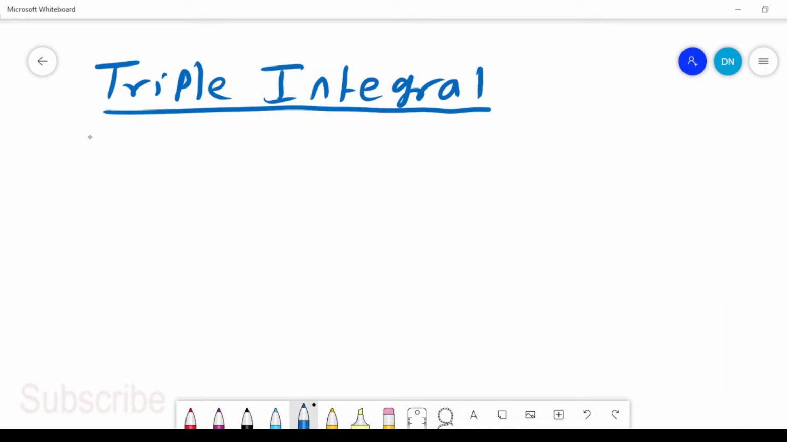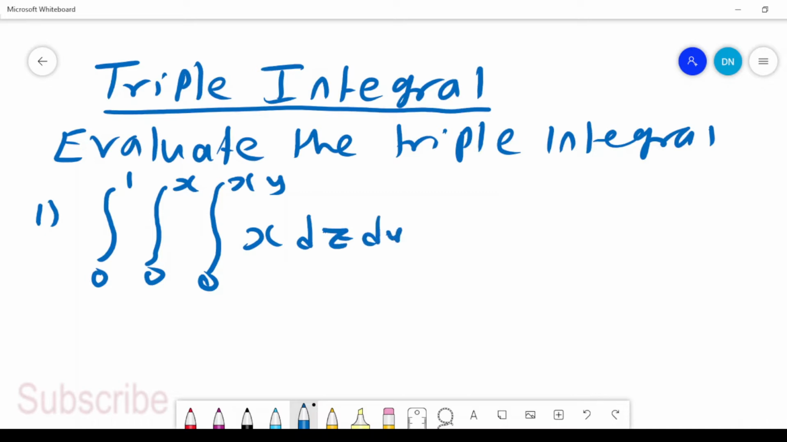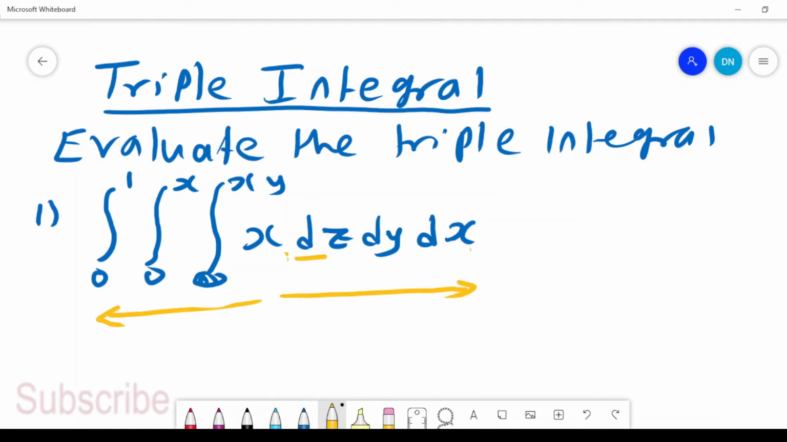Triple integral. We want to evaluate the integral from 0 to 1, 0 to x, and 0 to xy of x dz dy dx. The best approach I take is this: I integrate this and then I take that limit. If I integrate y, I use that limit. And if I integrate x, I use that limit of integration.